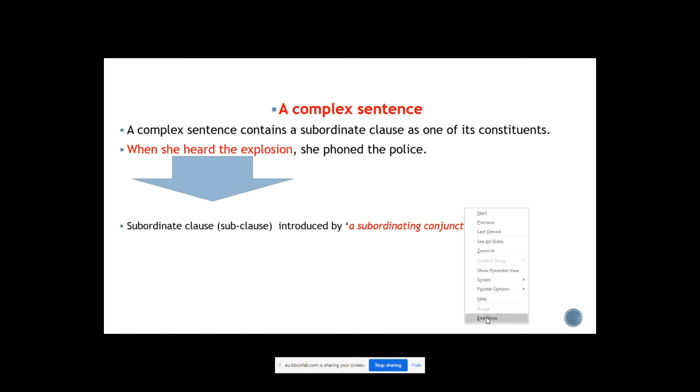And notice with me, you can start, of course, with the main clause. We have no problem at all. The only difference is that you are not going to be using the comma. We use the comma only after the subordinated clause when you start with the subordinated clause. So you can say also, she phoned the police when she heard the explosion, without a comma. Clear?